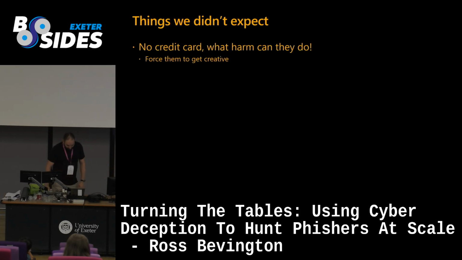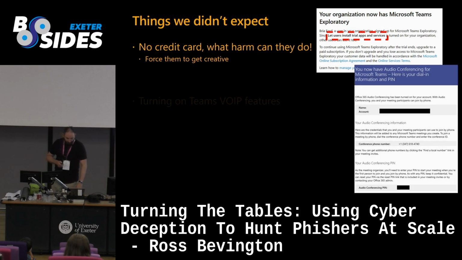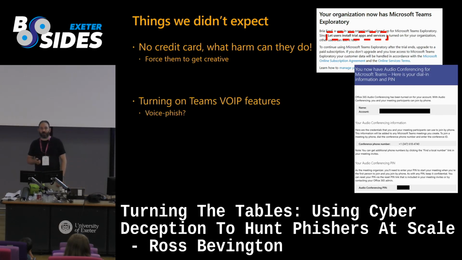So, things we didn't expect. We don't have credit cards on our subscriptions and our tenants. You can't waste money. We're not giving free compute to an attacker. And that forces them to get creative. So what they did, they start turning on the free trials. It's like, okay, so we had to fix that. They turned on Teams' VoIP features, which we believe was so they could use that as a basis to do further VoIP phishing. So we've turned that off now. They don't get anything free.